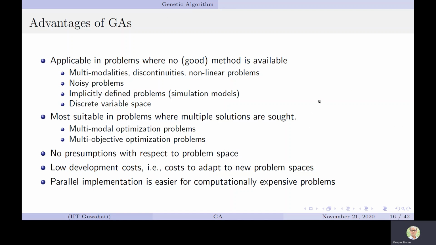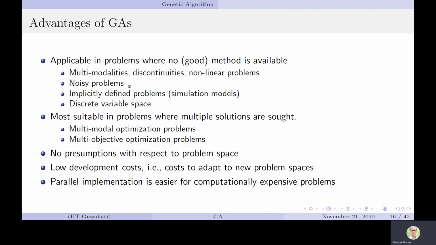So the question is, we are learning genetic algorithm. It should give me advantages over other methods. So first is, suppose we are solving a problem where there is no good method available to find an optimal or near optimal solution. Such problems can be multimodal, discontinuous, or nonlinear problems. There we can use genetic algorithm that will give you a sufficiently good solution that can help us understand the problem as well as the solution.